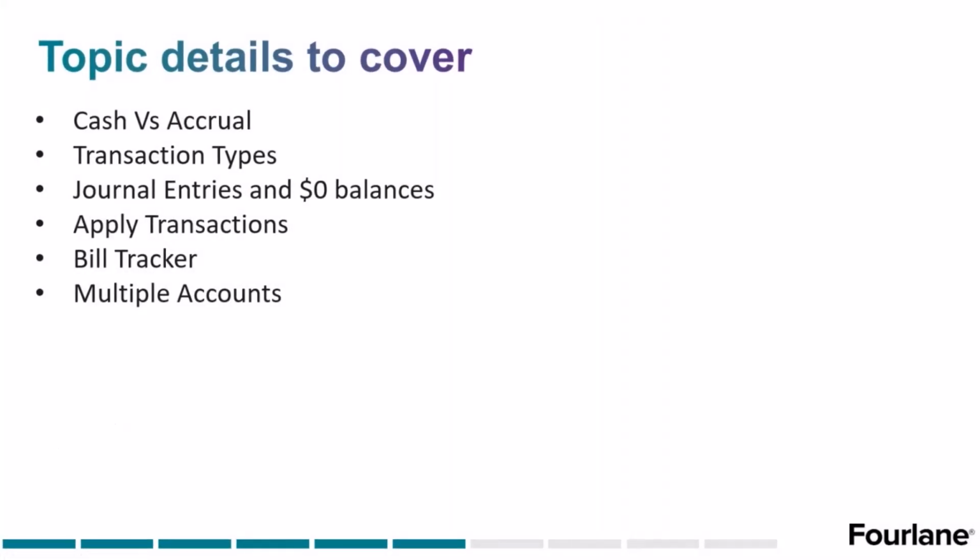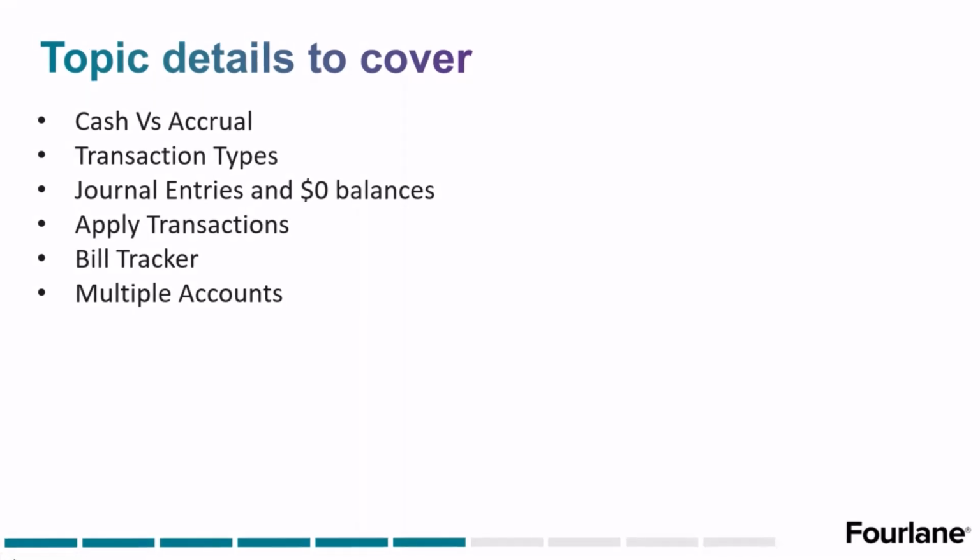So a couple of topic details that we are going to cover today. Cash versus accrual and what that looks like for the accounts payable. The different transaction types and how they show up, journal entries and zero balance accounts. How to apply transactions, the bill tracker, and then multiple accounts and what that looks like.